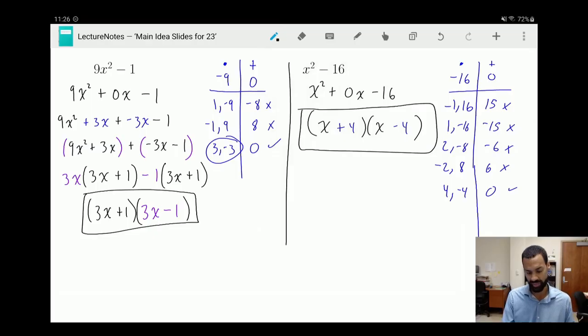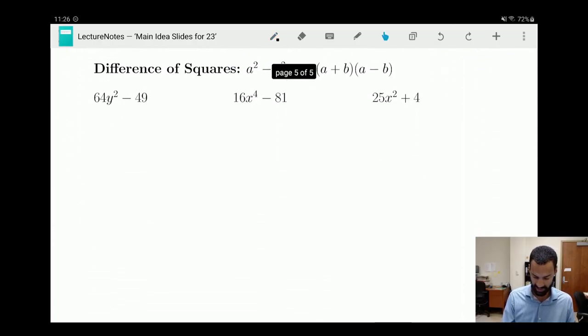Okay, do you see a pattern? These are the same with the sign in the middle being different. Okay, these are actually special cases. When you're missing that middle term, it's called difference of squares. So if you have something squared minus something squared, the result will factor, and you don't even have to really work it out.